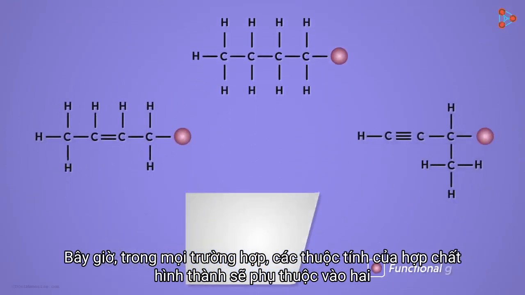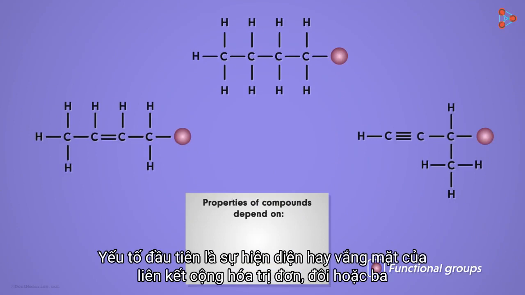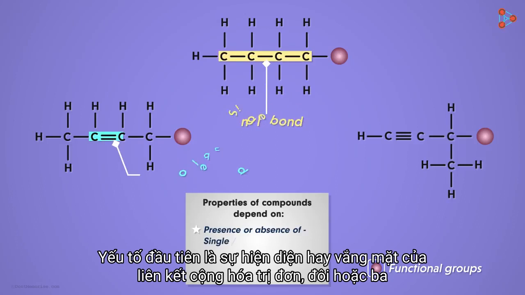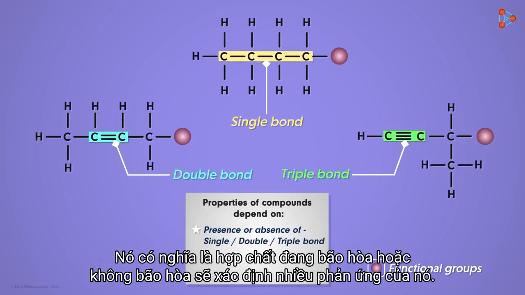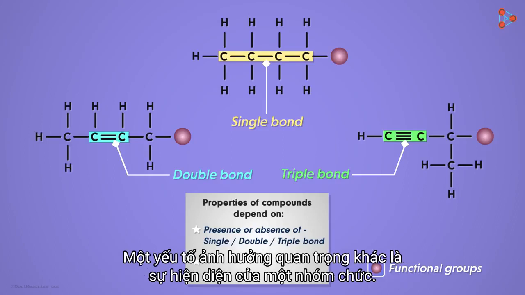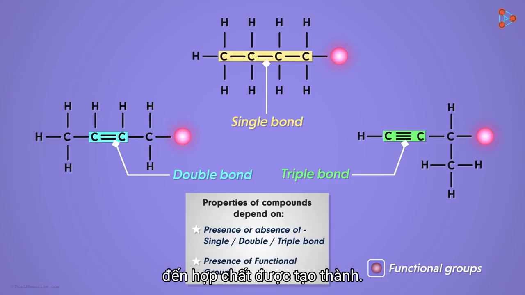Now, in any case, the properties of the compound formed will depend on two factors. The first factor is the presence or absence of single, double, or triple covalent bonds between the carbon atoms. It means the compound being saturated or unsaturated will define many of its reactions. Another important influencing factor is the presence of a functional group. It is this group that gives the characteristic properties to the compound formed.